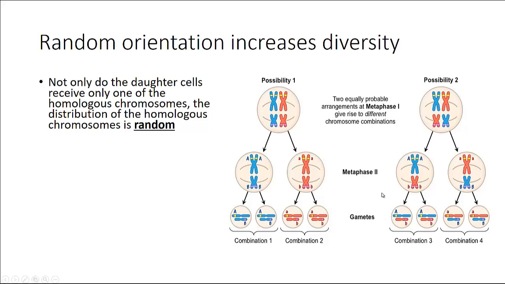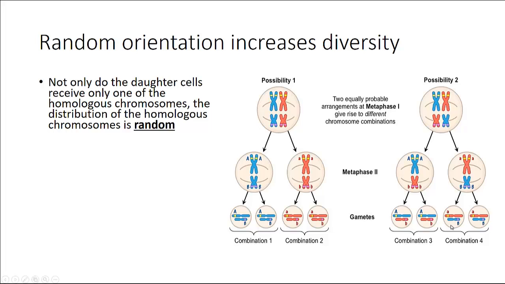So this is what's referred to as random orientation, or sometimes called random assortment. What it basically means is that each time the chromosomes line up, it's basically a coin flip as to which side each chromosome lines up on. So in one scenario, we get blue and blue and red, and in the next scenario, we get blue and red and blue. So it's not always the same in how they line up, and then as they're pulled apart, we get different combinations of the homologous chromosomes, making each daughter cell even more unique.